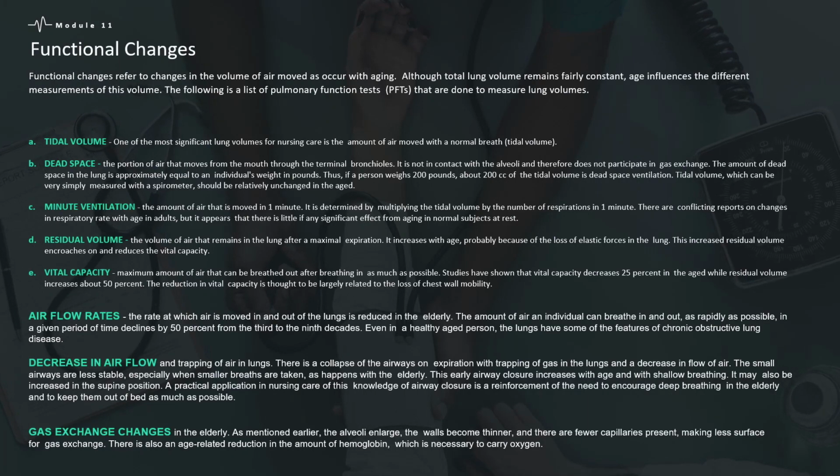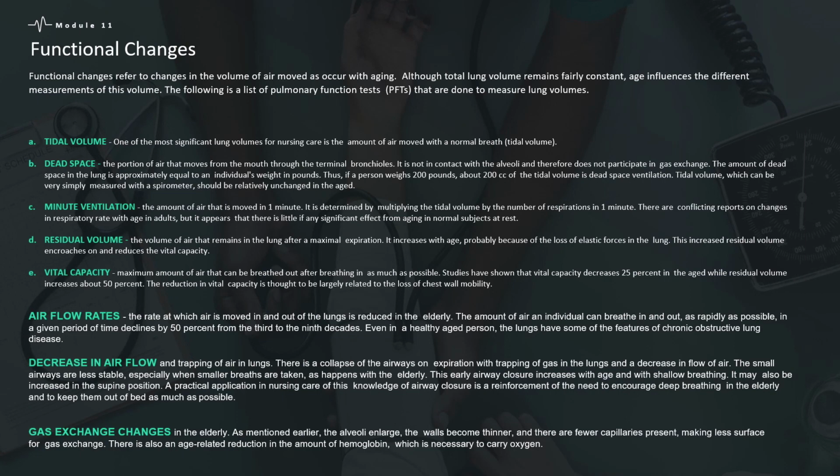Functional changes. Functional changes refer to changes in the volume of the air moved as occur with aging. Although total lung volume remains fairly constant, age influences the different measurements of this volume. The following is a list of pulmonary function tests that are done to measure lung volumes. Tidal volume is one of the most significant lung volumes for nursing care and is the amount of air moved with a normal breath. Dead space is the portion of air that moves through the mouth to the terminal bronchioles. It is not in contact with the alveoli and therefore does not participate in gas exchange.